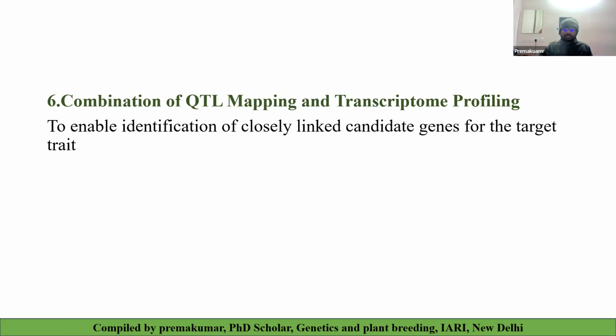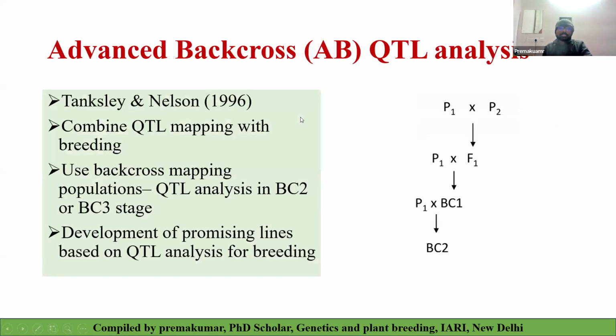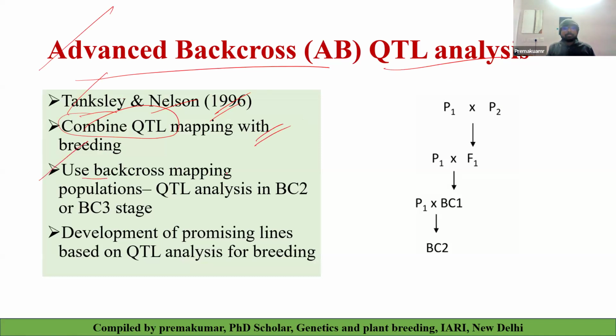Okay, where I was. One of the disadvantages of QTL mapping is resolution. There is another method called the AB-QTL approach, advanced backcross QTL analysis. It was discovered by Tanksley and Nelson in 1996 itself. It is just combining QTL mapping with breeding. It uses a backcross mapping population and development of promising lines for QTL, so you can directly use QTL analysis in breeding.